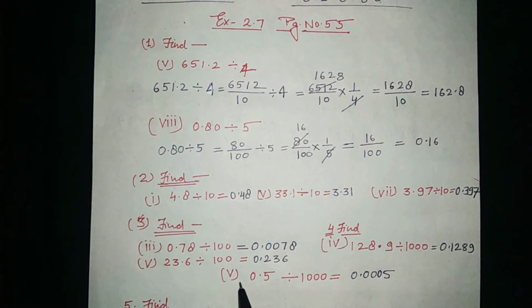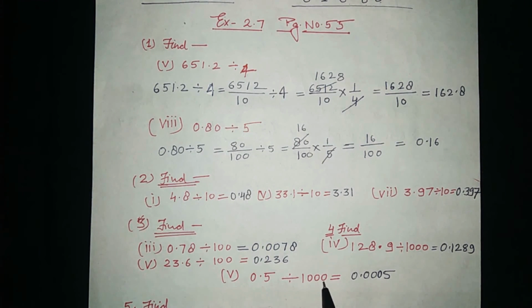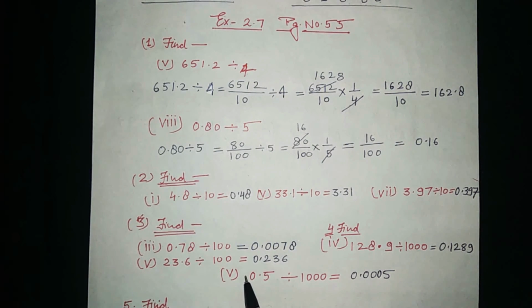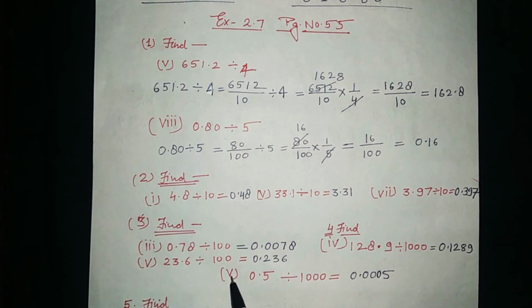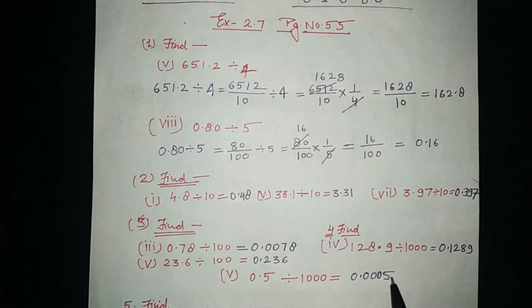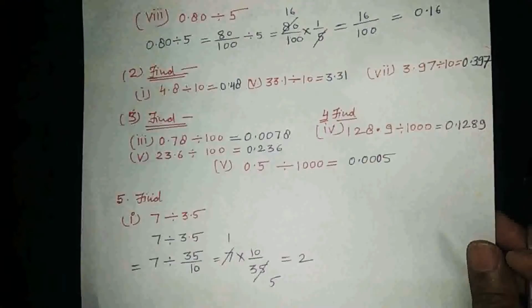Now in the fifth part, 0.5 we have to divide by 1000. So here we will do the same thing. We will shift the decimal left side by 3 places. So here we already have 1 zero, 2 more zeros we will put, and then we will shift the decimal. Then our answer will be 0.0005.